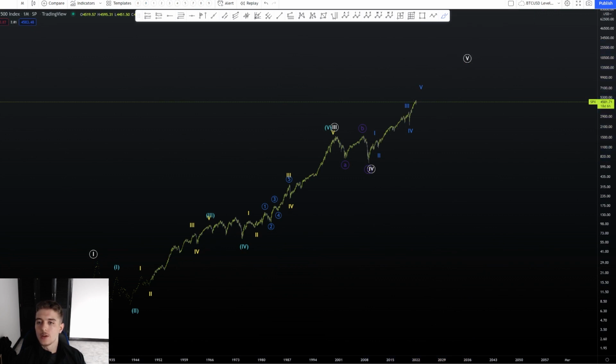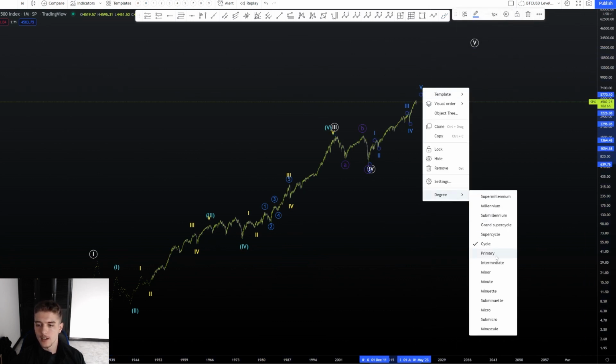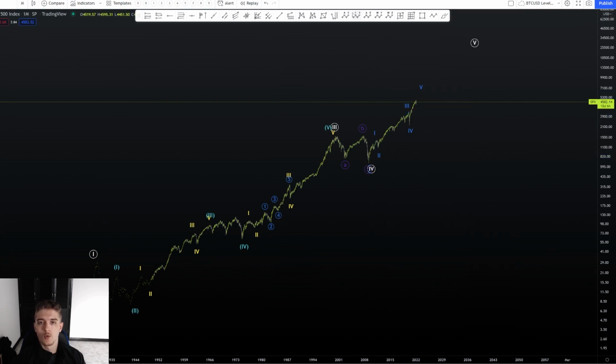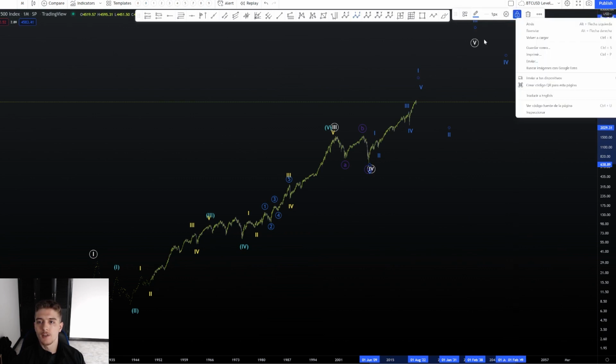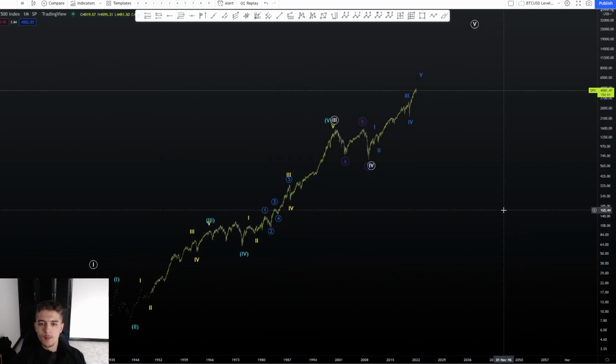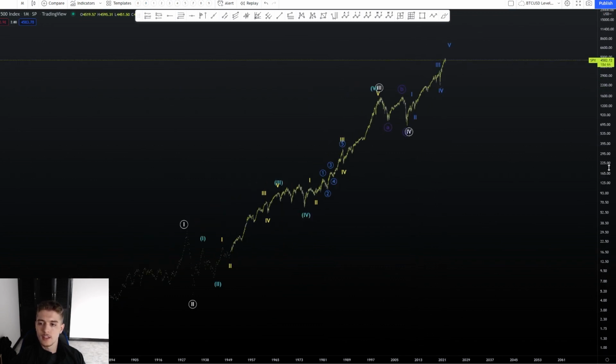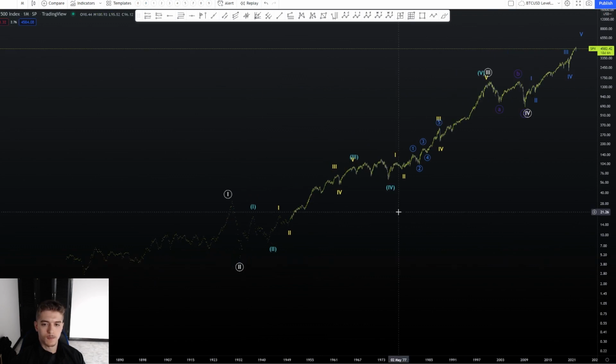Now, we never really know exactly if this is going to complete this grand super cycle degree, or if it's just going to complete rather one higher degree of this cycle wave, which would be just a super cycle, where this would be a 1, 2, 3, 4, 5 up for this fifth wave. We never really know exactly what is going to happen until it does. But I'll show you guys some price targets that we could be looking for to the downside for when this does top out. But before we get into that, let's go ahead and go through the subdivisions for this count.